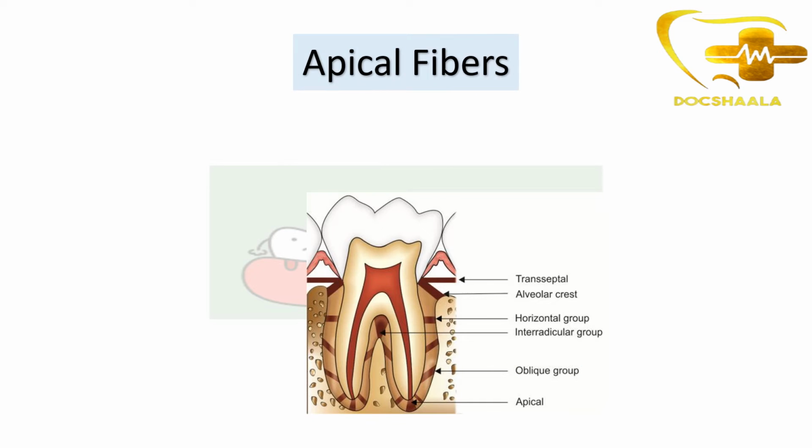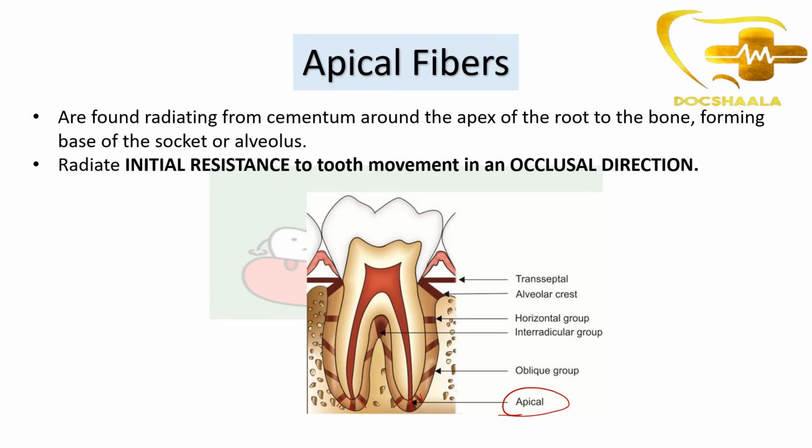Then coming to the apical fibers. These are the apical fibers which are present in the apical end of the root. They are found radiating from cementum around the apex of the tooth to the bone, forming the base of the socket or alveolus. They offer initial resistance to tooth movement in an occlusal direction.